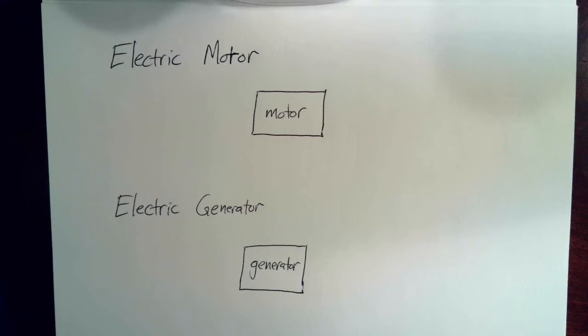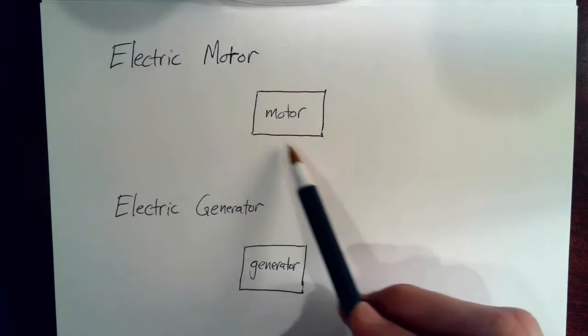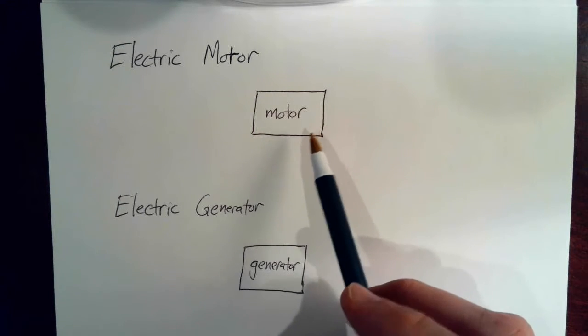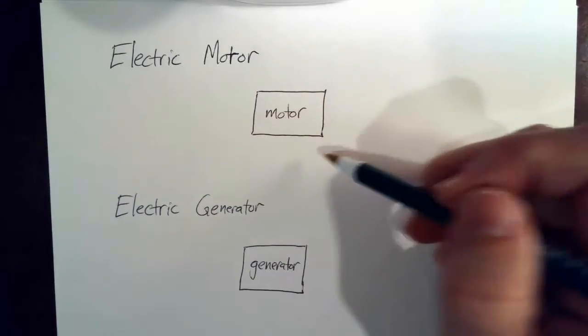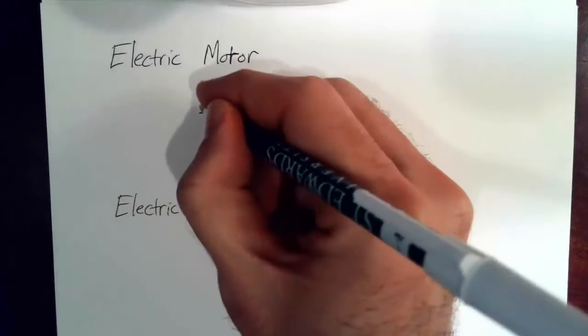Okay, so I'd like to summarize electric motors and electric generators in a very general way, and that's in talking about their inputs and outputs. So a motor, if we think of it as a black box, we don't know what's going on inside. We don't know that there's a coil and a magnet or anything like that. All we know is the inputs and the outputs. What is the input to an electric motor? Well, the input is electrical energy.